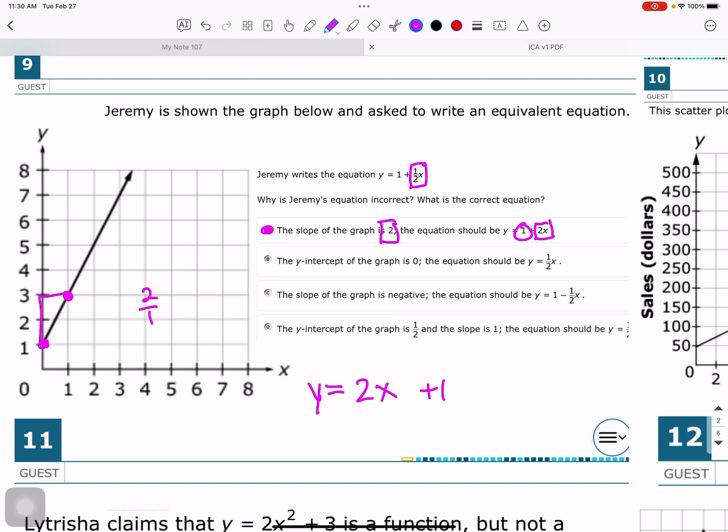The slope is 2. The y-intercept is not 0. The graph is not negative. It doesn't go down. And yeah, it was this guy.